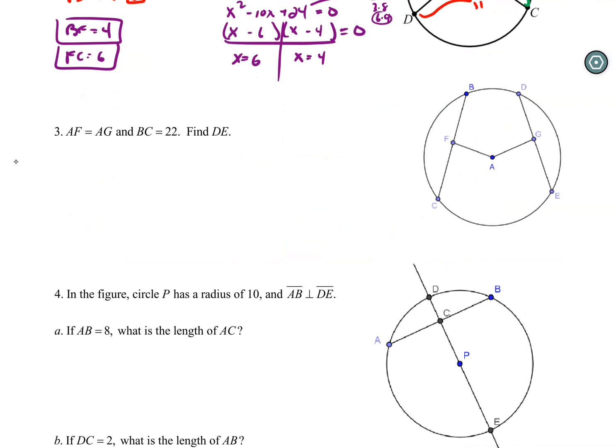All right, I did want to show just one little quick one here. I'm not going to go into too much craziness with this because, like I said, it's not one that's as intense or as crazy as the other ones, but they're saying that if AF and AG, if these two segments are equal to each other, right? If they're equal, and they're saying that BC is 22, what is DE?